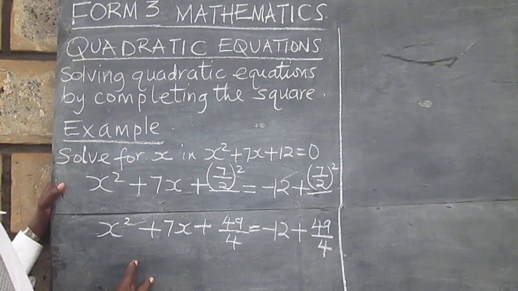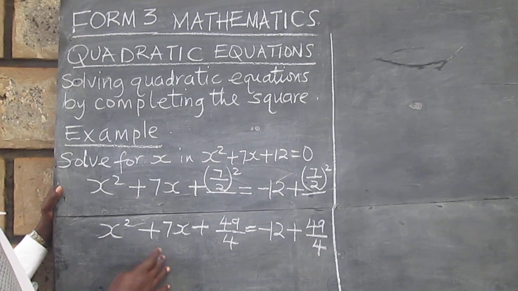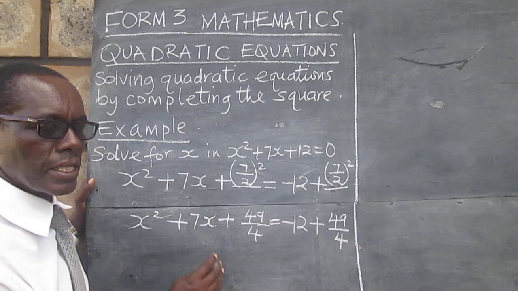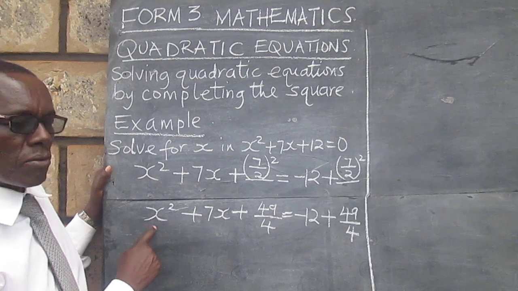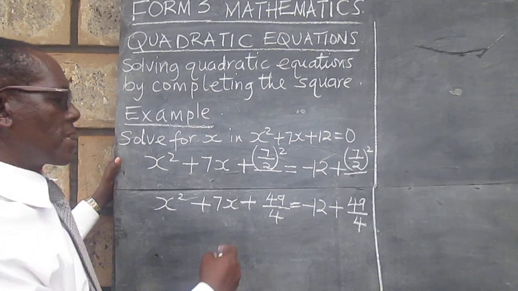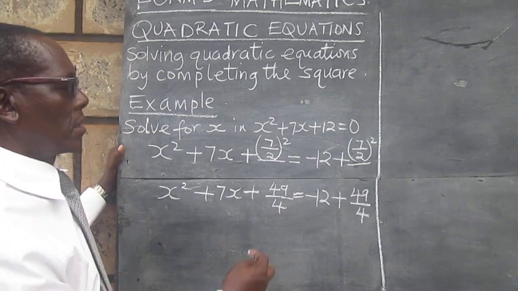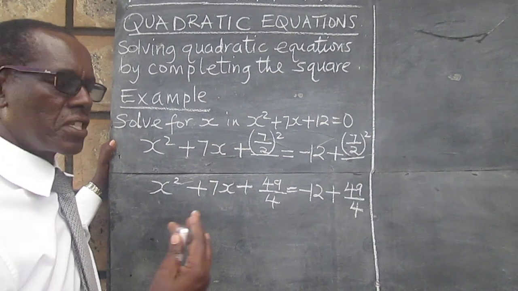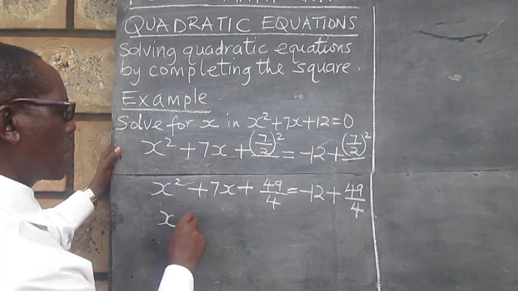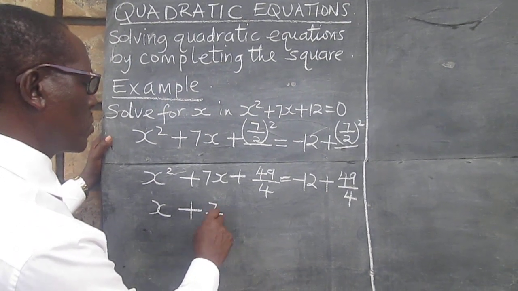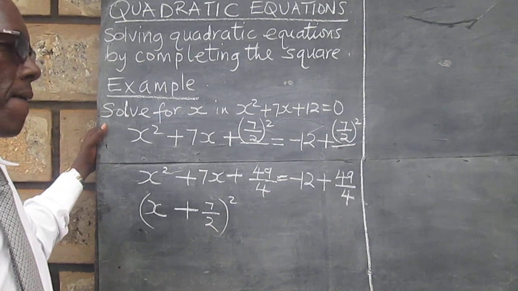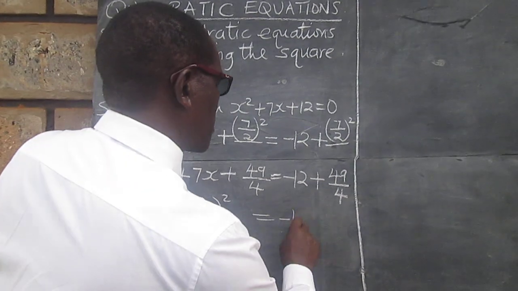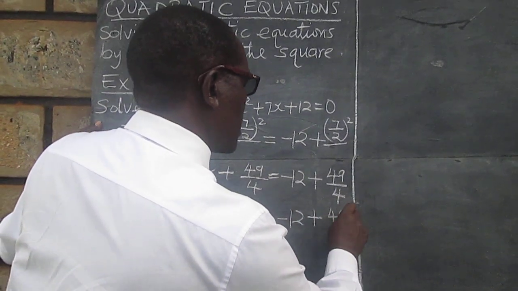So the left hand side now is a perfect square, and we can find out what was squared to get this. To get that, we get the square root of x squared, and then we take what is in the bracket, half of the coefficient of the middle term. So we have x plus 7 over 2 squared equals minus 12 plus 49 over 4.